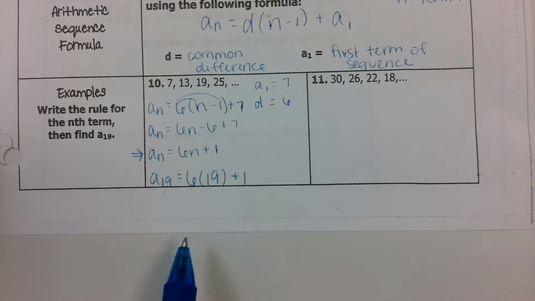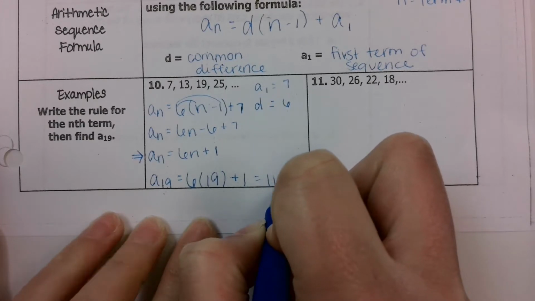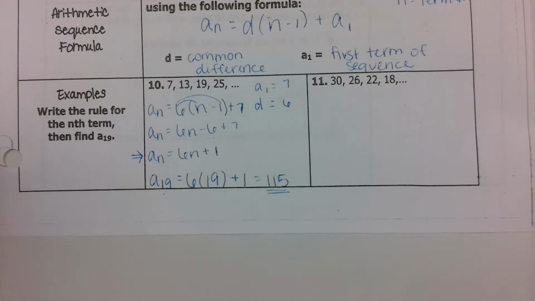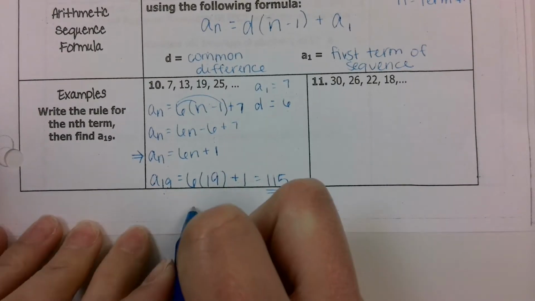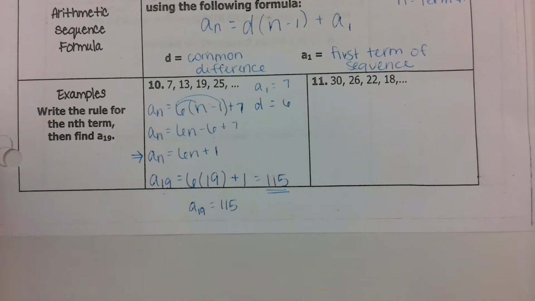So what is 6 times 19? 114. 114, add 1. So your 19th term is 115. Is that okay? I'm just trying to remember the formula. So if you write like A sub n, or whatever, we would say A sub 19 equals 115. That would be like your answer. Is that okay?